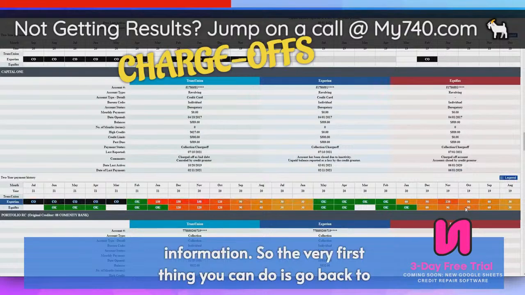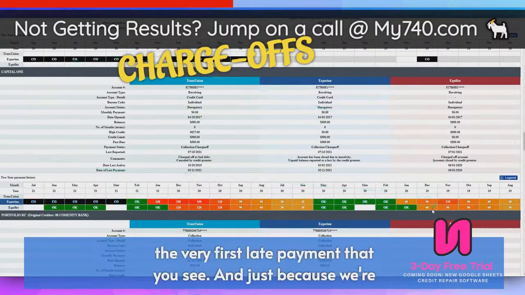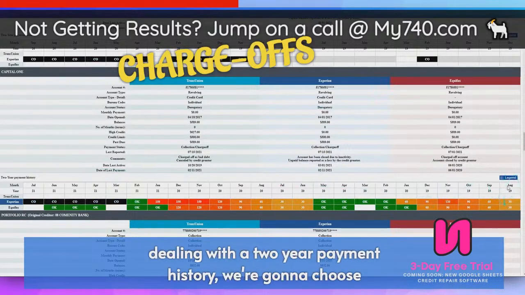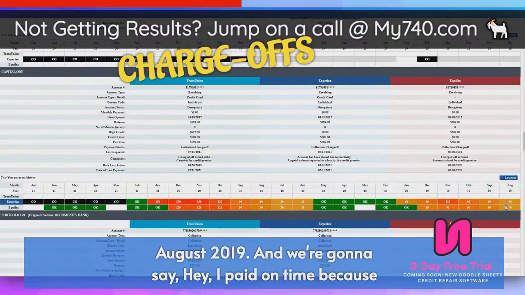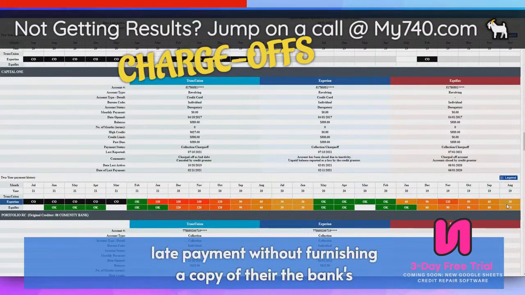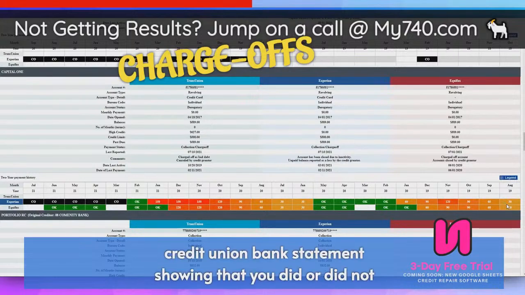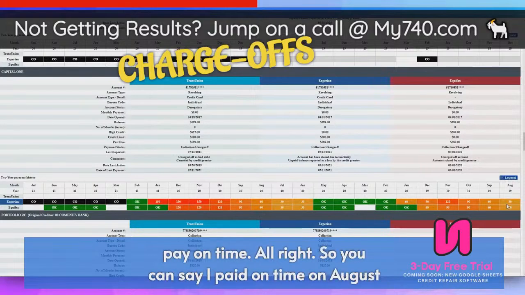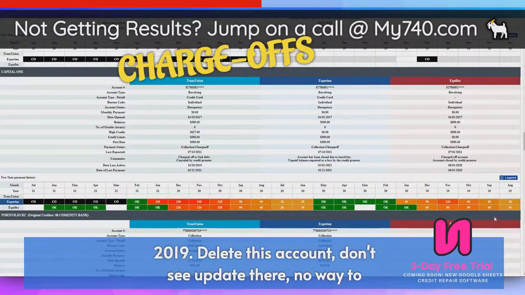So the very first thing that you can do is go back to the very first late payment that you see, and just because we're dealing with a 2-year payment history, we're gonna choose August 2019, and we're gonna say, hey, I paid on time, because guess what? They are not gonna be able to legally verify a late payment without furnishing a copy of the bank statement showing that you did or did not pay on time. All right. So you can say, I paid on time on August 2019, delete this account. Don't say update.